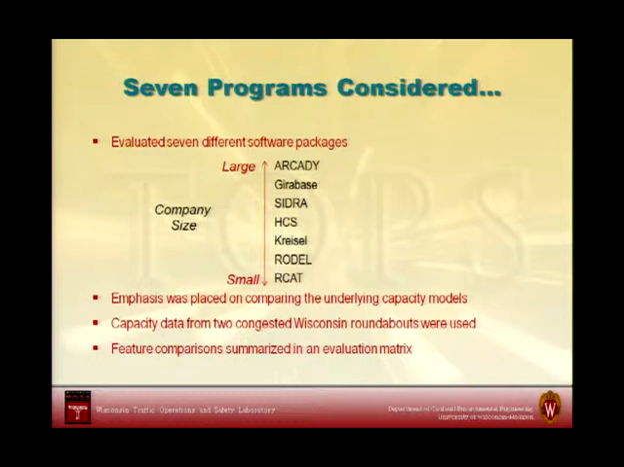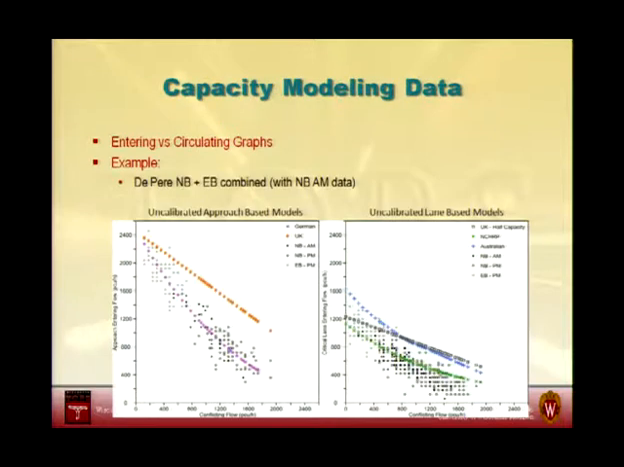So perhaps you're familiar or you've heard of some of these software packages, and we can talk about more details on this afterwards if you're interested. But we wanted to see how these software packages performed against a known set of problem roundabouts. And we looked at roundabouts in the city of De Pere, Wisconsin. Probably doesn't mean a whole lot to you, but perhaps the city of Green Bay does. De Pere is a suburb of Green Bay, so it's up in that upper pocket of the state.